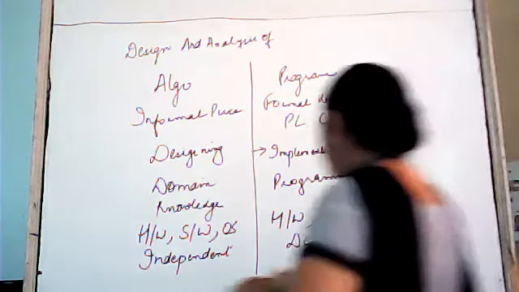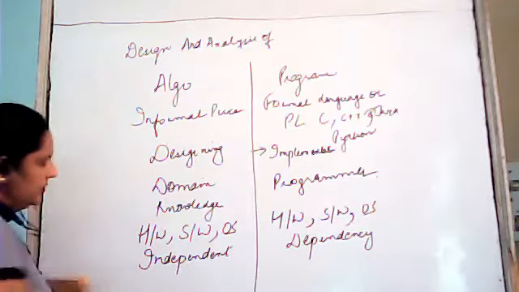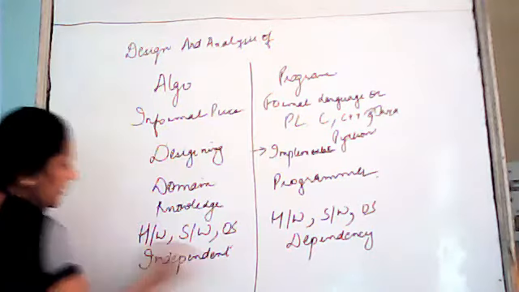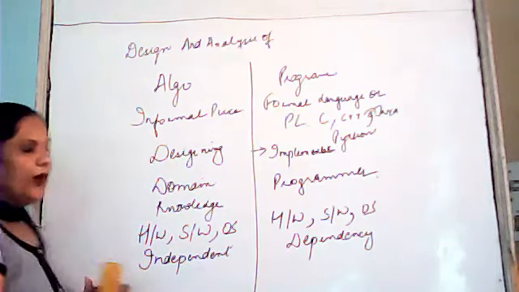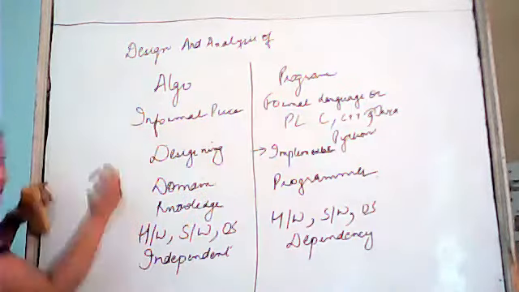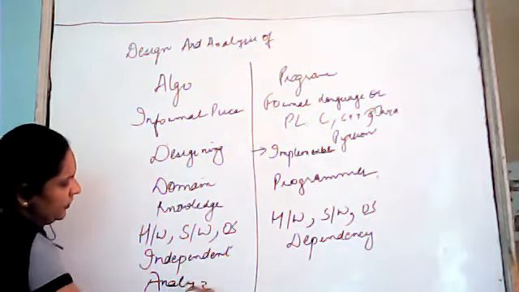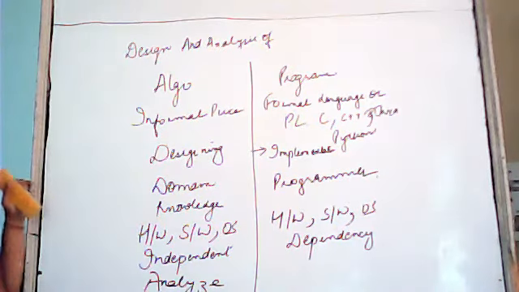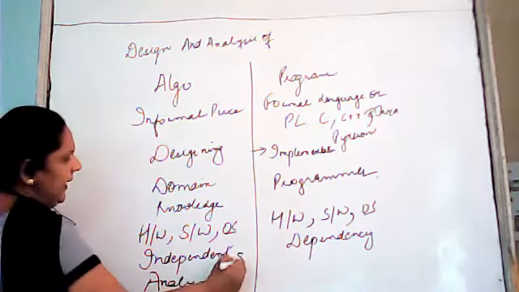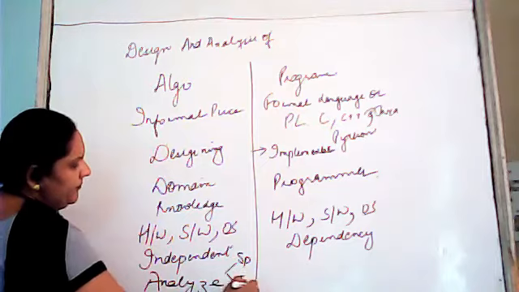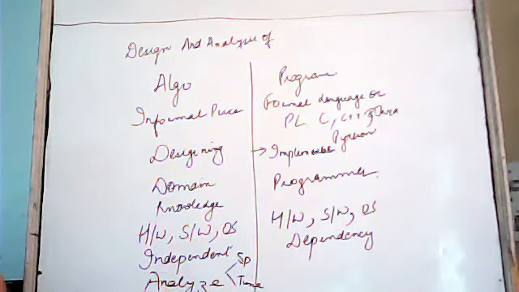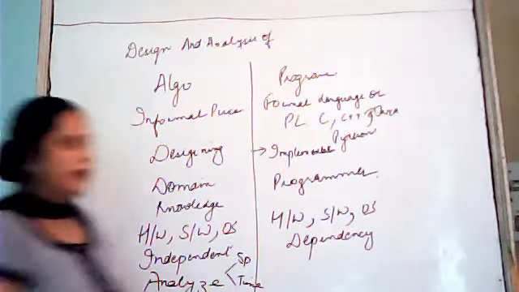Next, once you are done with the algorithm, you need to analyze it. Once you are able to finish the algorithm, you need to analyze it in terms of space and time. You need to analyze the algorithms in terms of space and time.